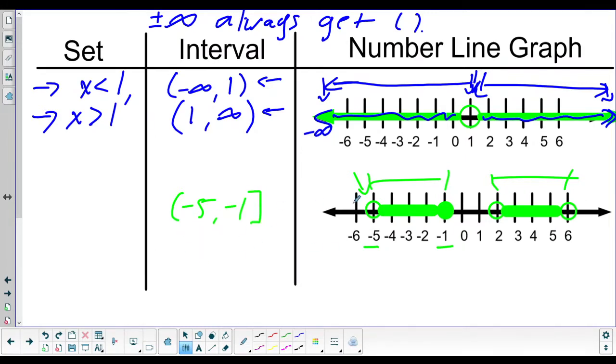Now we need a second interval for this chunk here. So we're going from 2 to 6. And because they're both open circles, they both get parentheses.